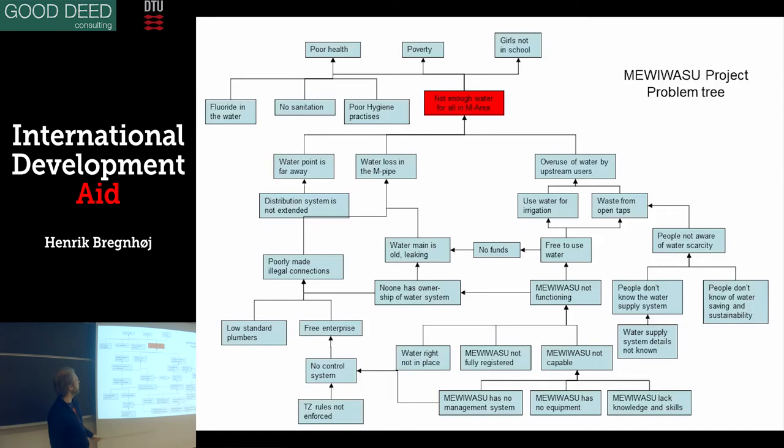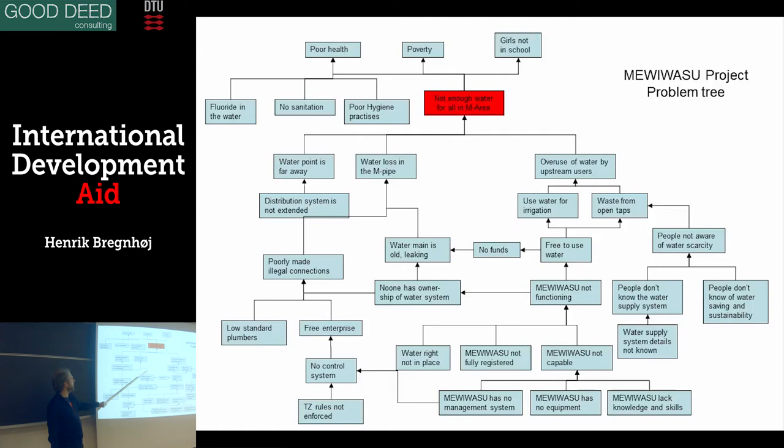There's not enough water, and that was because the water point is far away. We have water loss in the big pipe. We have an overuse of water by the upstream users. There's a big pipe leading water to a lot of people, but most of it is taken at the top. Why is it overused? Because it's used for irrigation. There's a lot of waste from taps. People are just leaving them open because people are not aware of the water scarcity.